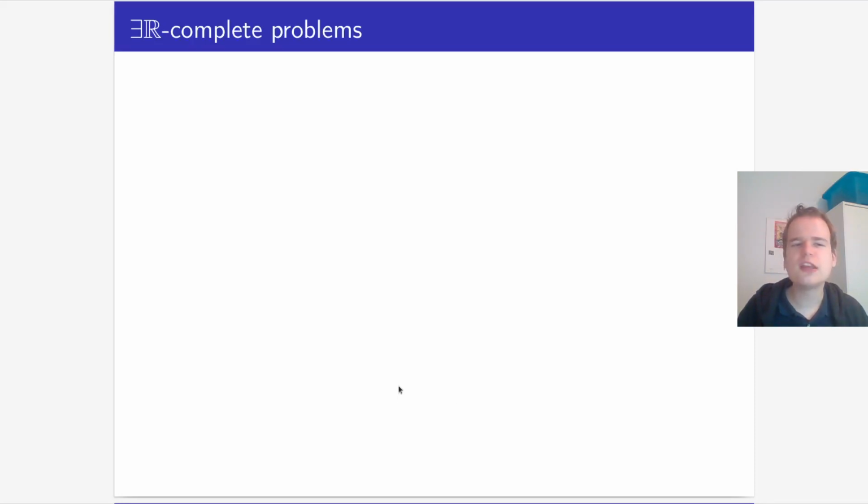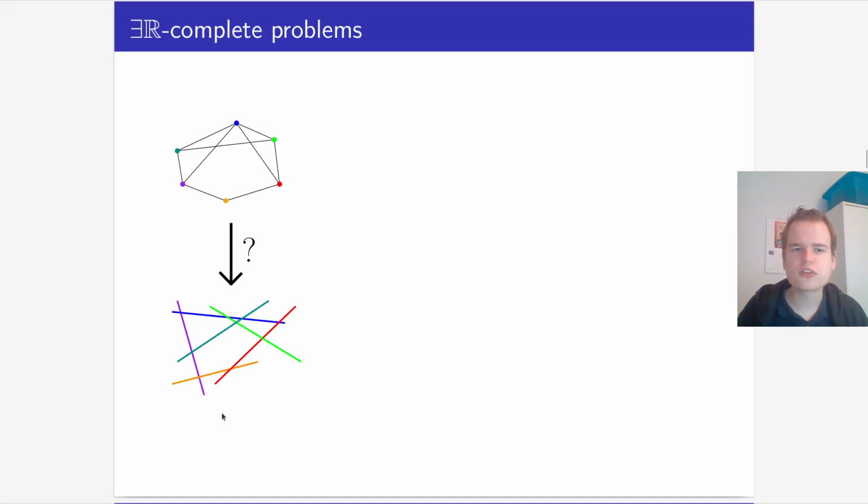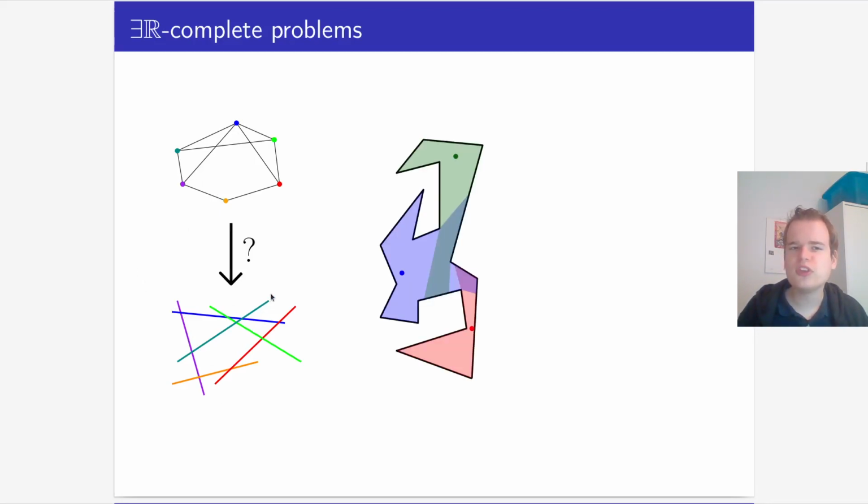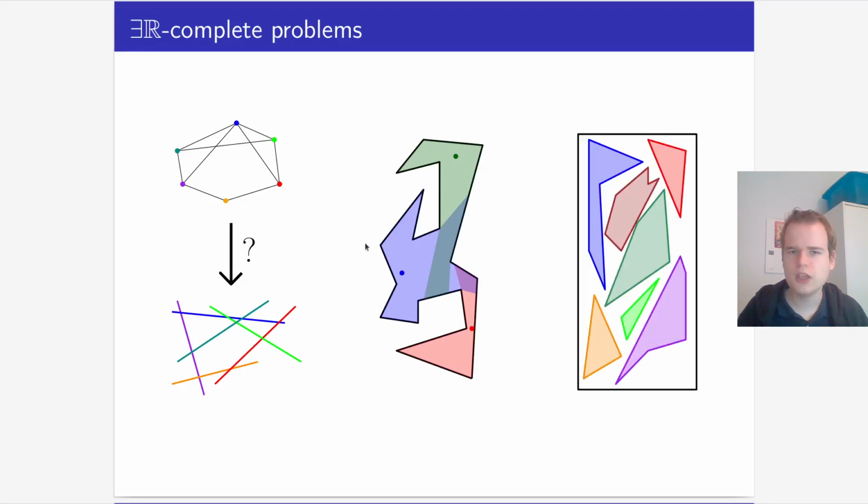So why are we interested in this complexity class? Well, it turns out that a lot of interesting problems in computational geometry are complete for this complexity class. For example, recognizing line segment intersection graphs is ER complete. So we're given some graph and we ask, is there some set of segments, one per vertex, such that two segments intersect only if there's an edge between them. Also the art gallery problem is ER complete. So given some polygon, what's the smallest number of guards to guard the whole polygon? And also, as mentioned before, a lot of packing problems are ER complete.